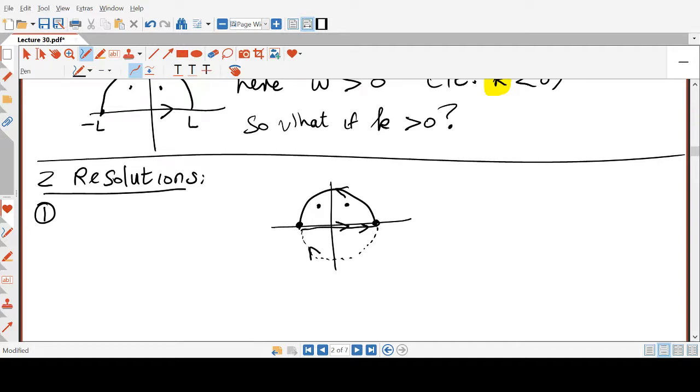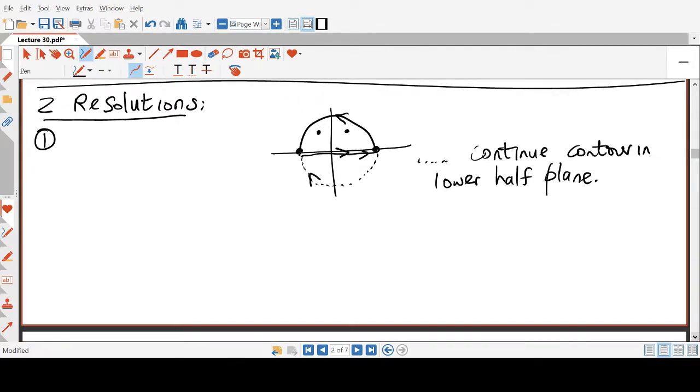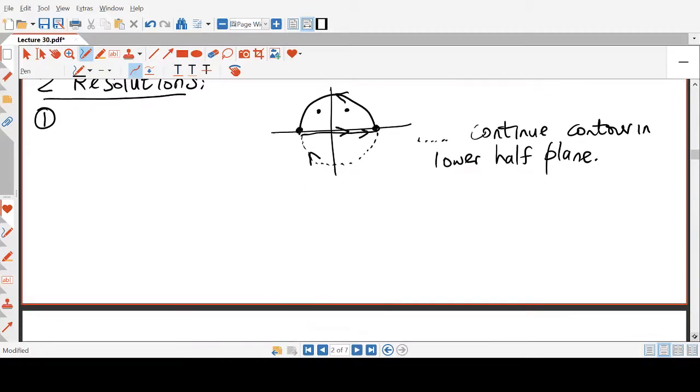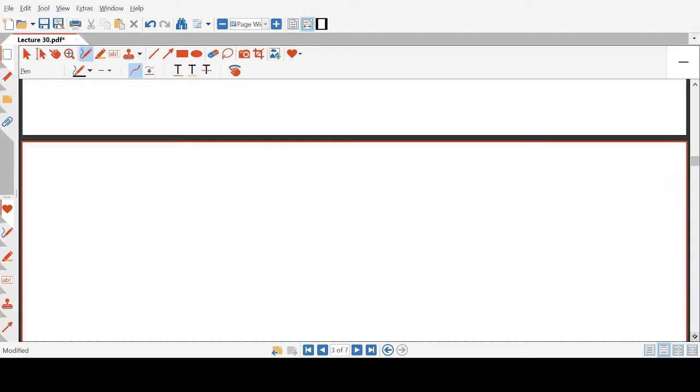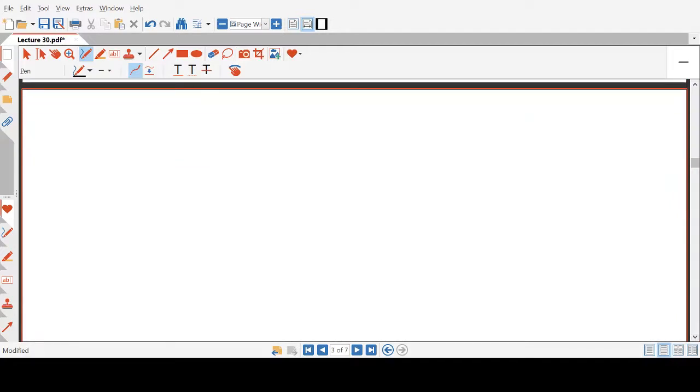We're not going to do it that way. This is to continue the contour in the lower half plane. That's one approach. You'll have to do negatives of the contours. Let's now focus on a different approach which we will be using, a clever observation by Jordan himself. Resolution 2.